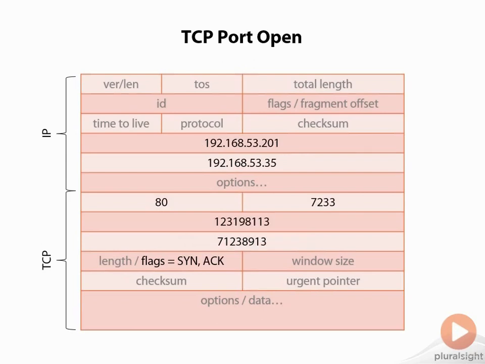If the target port is open, the reply will look like this. The source and destination IP address and port numbers have been swapped. The acknowledgement number is set to the incremented sequence number from the original probe, and both the SYN and the ACK flags are set. This is the second packet in the standard three-way handshake.